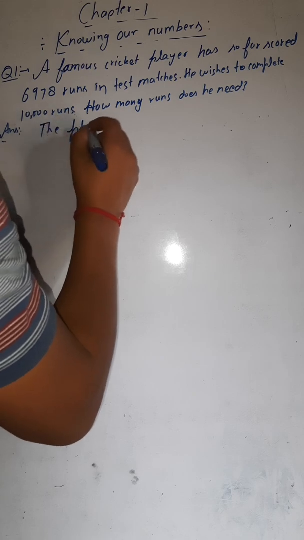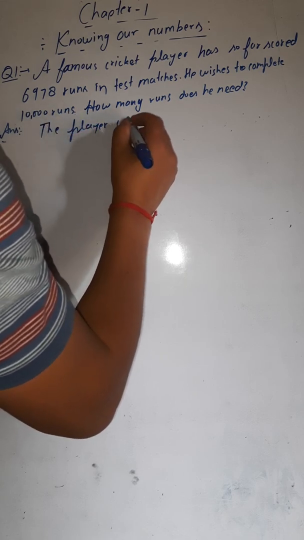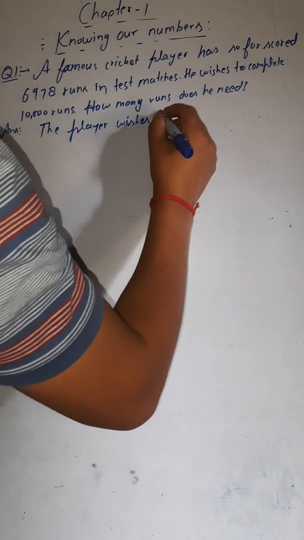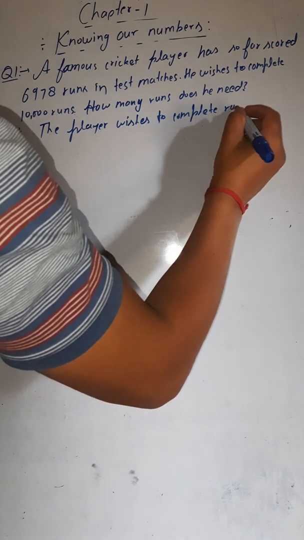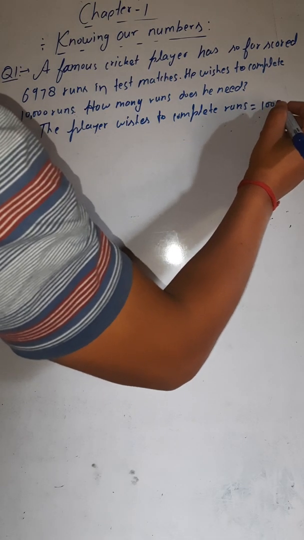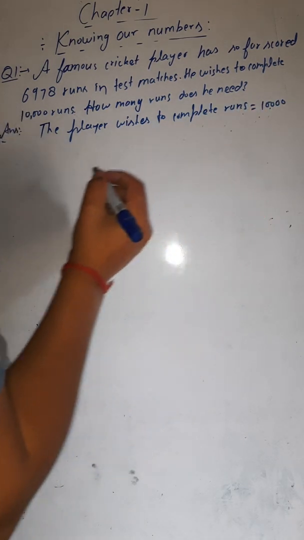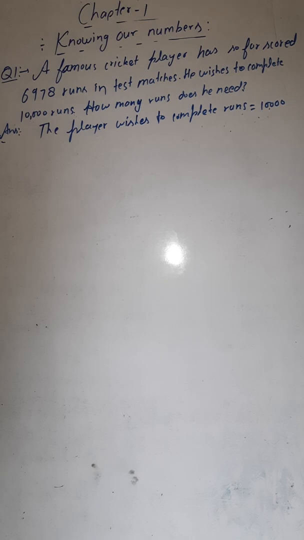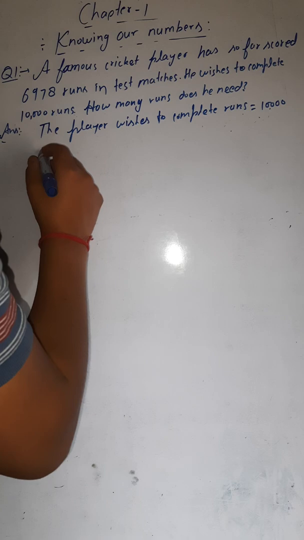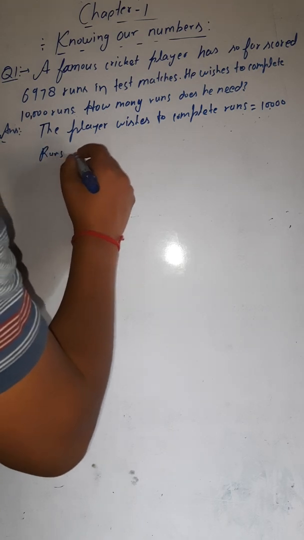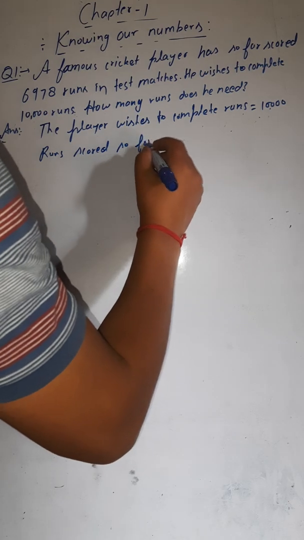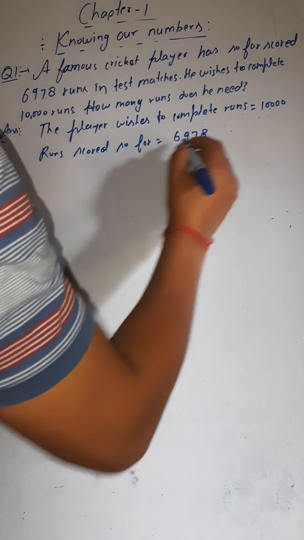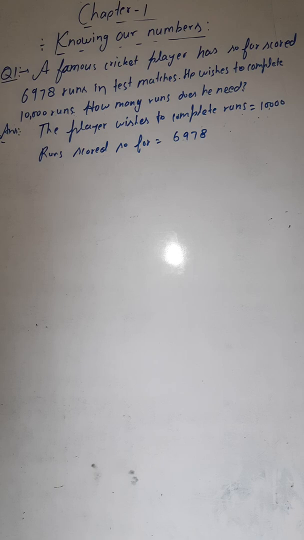The player wishes to complete runs equals how many? 10,000 runs he wishes to complete. And how many runs has he scored so far? 6,978. So runs scored so far is equal to 6,978. So how many more runs does he need?